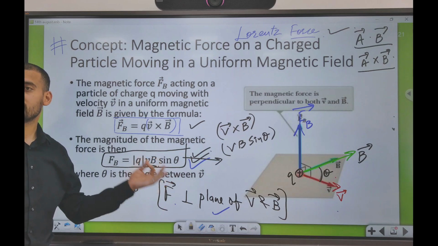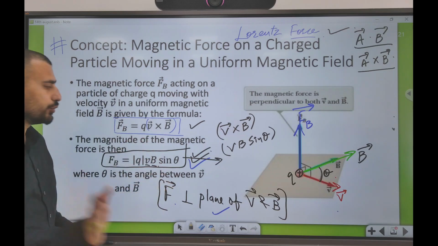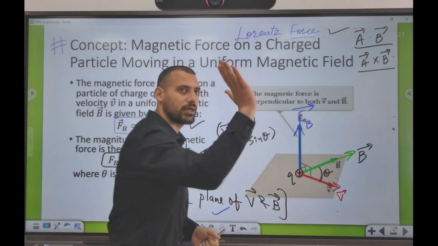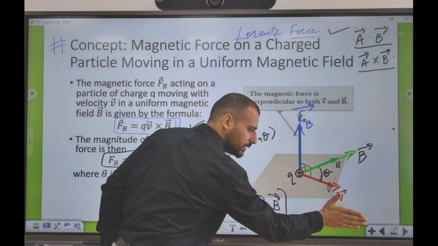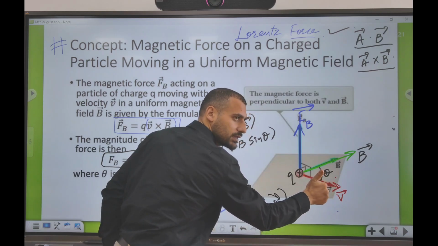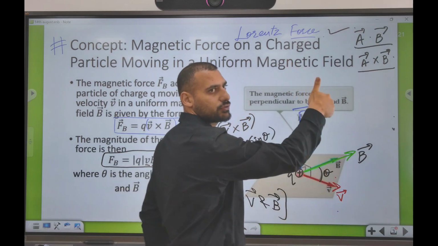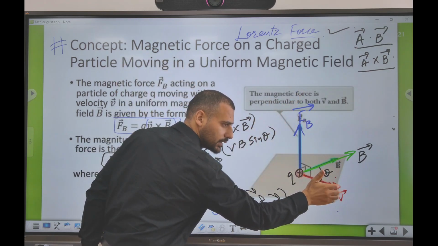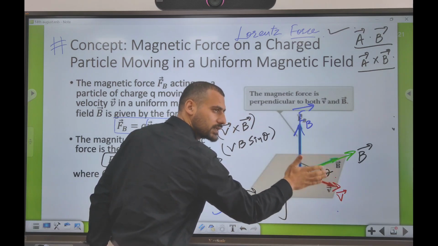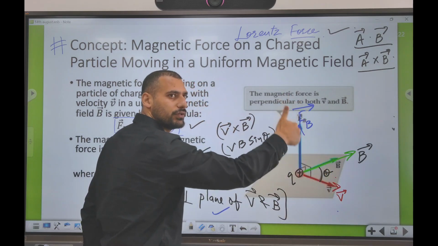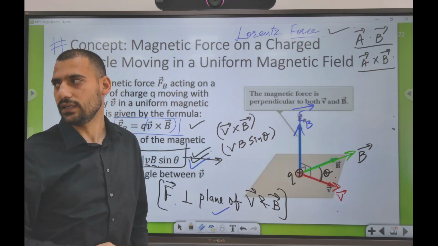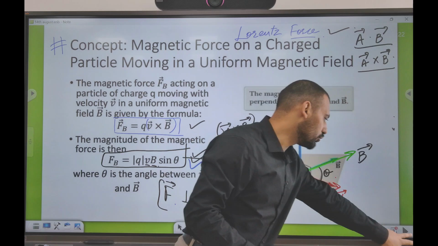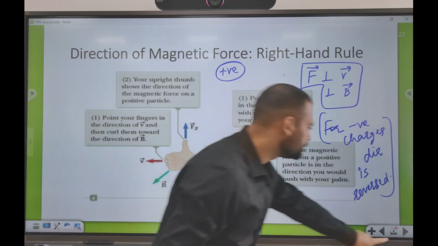But to find the direction, if you remember, yesterday I told you: start from velocity, use your right hand, and curl your fingers towards the magnetic field. The thumb gives you the direction of the force. You start from velocity, go towards the magnetic field, and the thumb will give you the direction of the force. Is that fine?